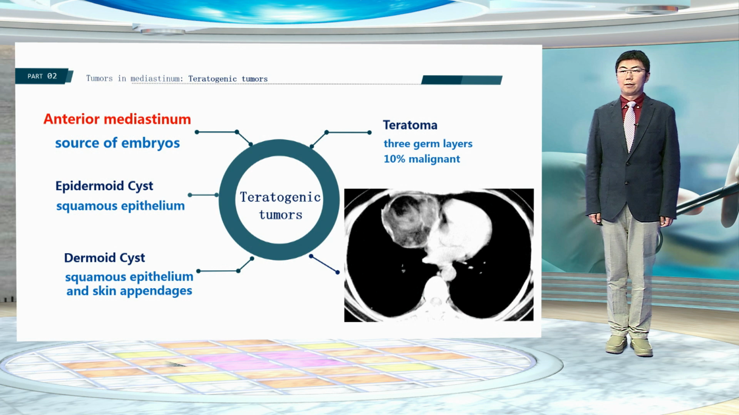Teratogenic tumors are found in the anterior mediastinum. They can be divided into 3 types based on their embryonic origin. Epidermoid cyst is made up of squamous epithelium. Dermoid cyst contains squamous epithelium and skin appendages. Teratoma comes from 3 germ layers, and it is made up of several different types of tissues, such as hair, muscles, or bones.